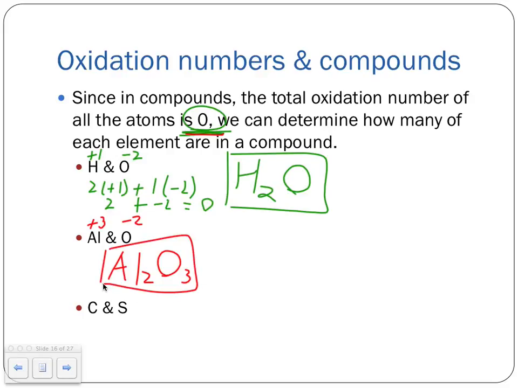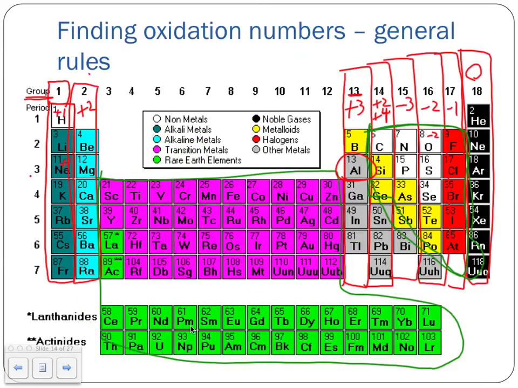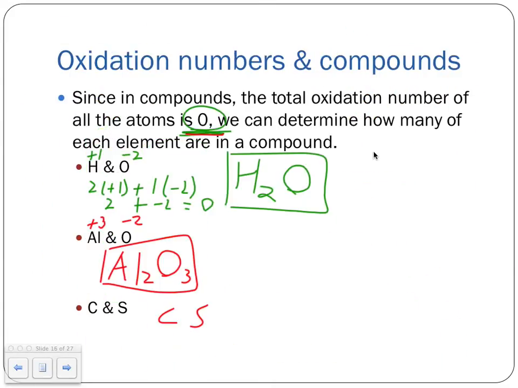Let's try another one, C and S. So I have carbon and I have sulfur right here. And so let's take a look at it. Carbon, going back here, is right in here. It's in column 14. Ooh, that one's a little harder. It has 2 possibilities. Could be +2 or could be +4. And so right now we don't know which one it is. We need something to tell us which one this is for this carbon here.